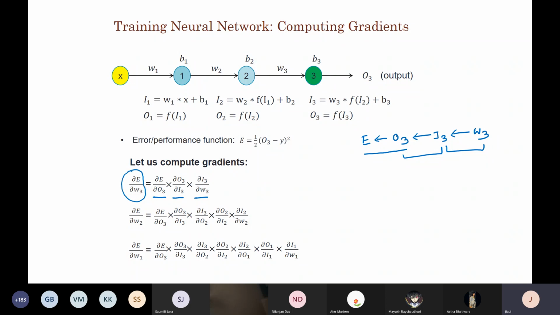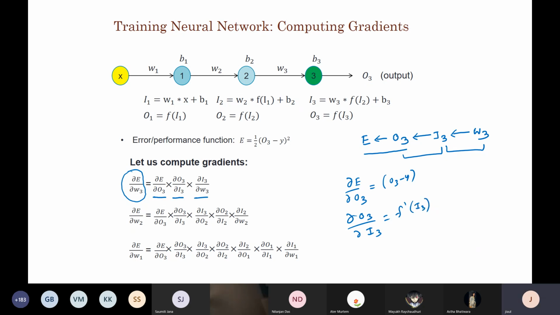Now one final remark before I move on is that these are all derivatives, but then actually I have to compute this expression, convert this derivative into expressions. So can somebody suggest what is the value of del E del O3 in this case? Del E del O3, how much it would be? O3 minus Y. Very good. Now what would be the value of del O3 del I3? F dash I3. Very good.